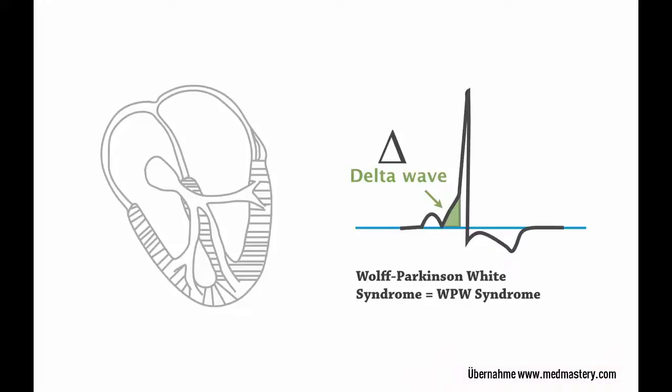Let's check it out. We remember that in WPW syndrome or Wolff-Parkinson-White syndrome, the atrial impulse can depolarize the ventricles through two different pathways. One would be the AV node and the other one would be the bundle of Kent. If there was only the AV node, the QRS complex would look completely normal and narrow. But since there's also the bundle of Kent, we can also see a delta wave.